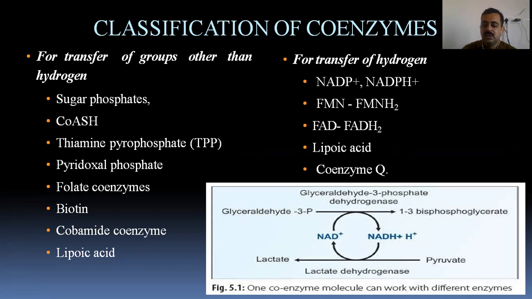One of the examples given here is glyceraldehyde 3-phosphate dehydrogenase. You can see here, glyceraldehyde 3-phosphate gets converted into 1,3-bisphosphoglycerate with the help of hydrogen donation by NAD+, producing NADH. Another example is the lactate dehydrogenase enzyme, which is dependent on the transfer of hydrogen. So it goes from pyruvate to lactate with the help of lactate dehydrogenase, and in this reaction NADH with the addition of H+ is converted to NAD+.